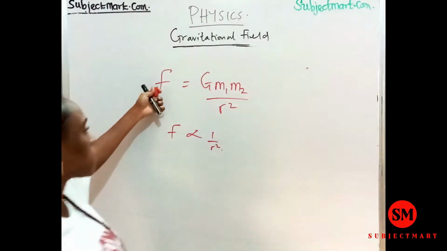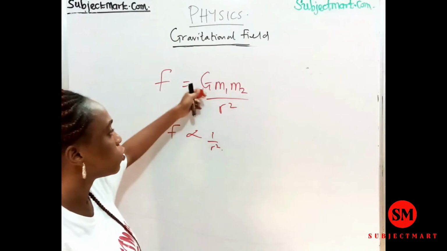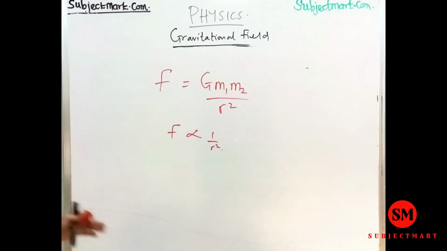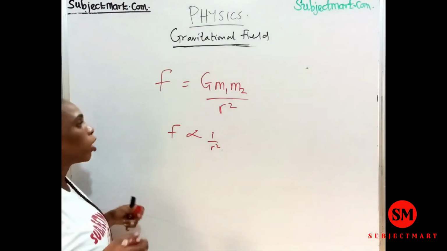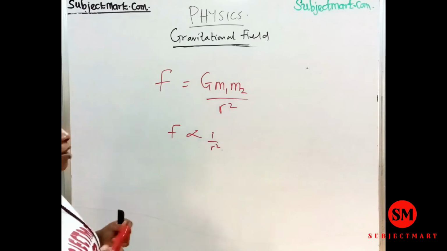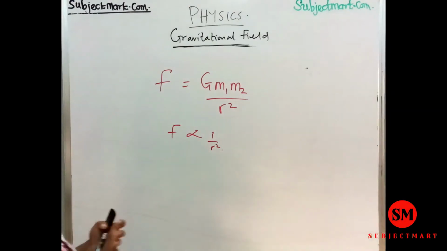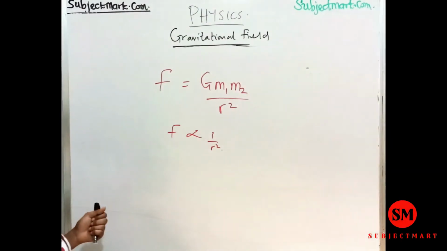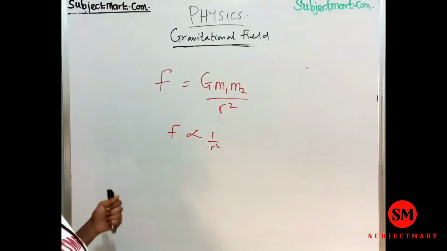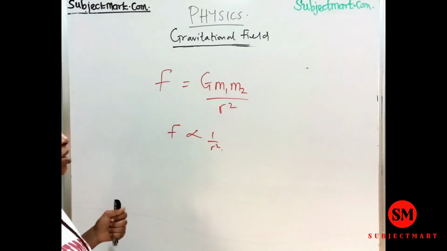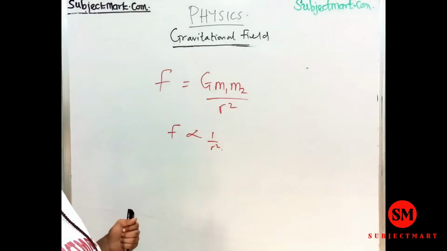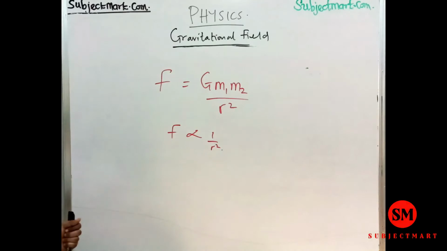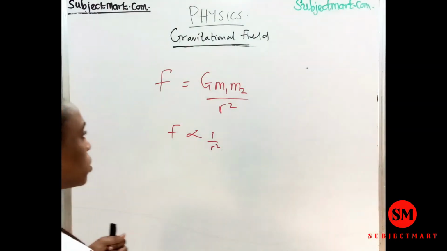Also, the force is directly proportional to the product of the masses. So that means at the center of the Earth, bodies experience a greater force of attraction. The closer you are, and the more massive an object is, the closer it is also to the center of the Earth, the greater the force of attraction. I hope that is very explanatory.